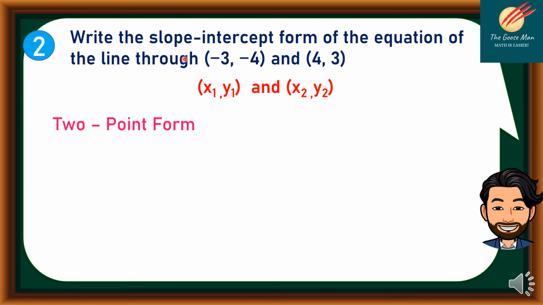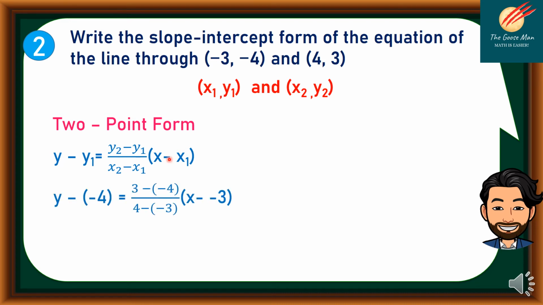Again, using the two-point form, y minus y sub 1 is equal to y sub 2 minus y sub 1 all over x sub 2 minus x sub 1 times the expression x minus x sub 1. Then simply substitute the given values. So we have here y minus negative 4 is equal to 3 minus negative 4 all over 4 minus negative 3, then we have x minus negative 3.